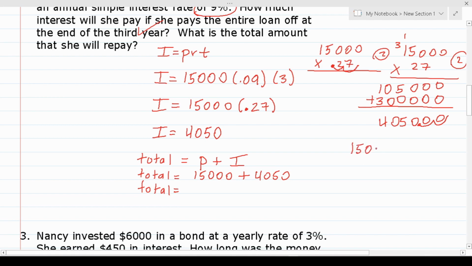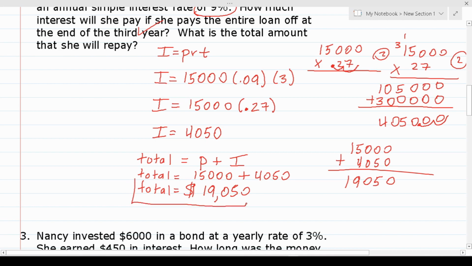Let's do this off to the side so as not to make any mistakes. It's 15,000 plus 4,050. 0 plus 0 is 0. 0 plus 5 is 5. 0 plus 0 is 0. 5 plus 4 is 9. And 1 plus nothing is 1. So in total, she'll have to pay back $19,050 if these were the terms of her loan. Okay, so those are our two answers, $19,050 and $4,050.